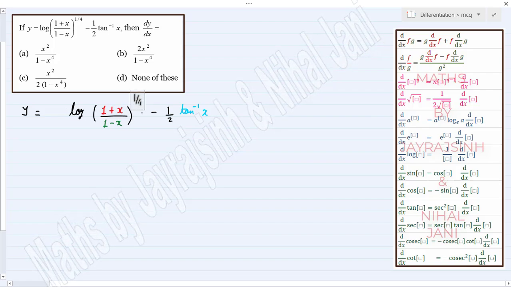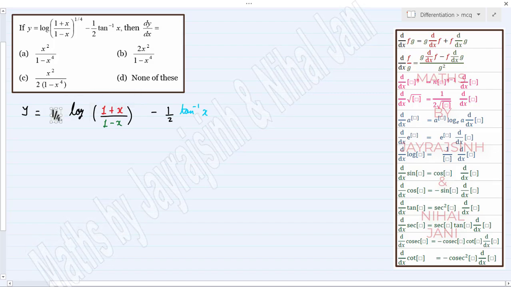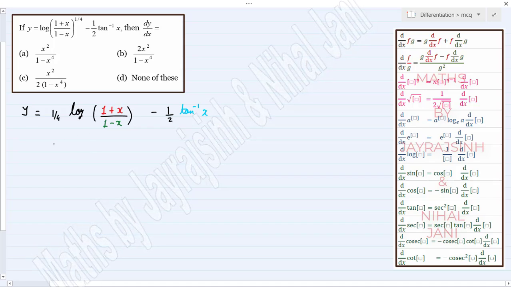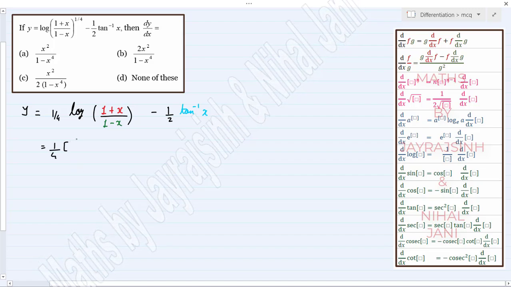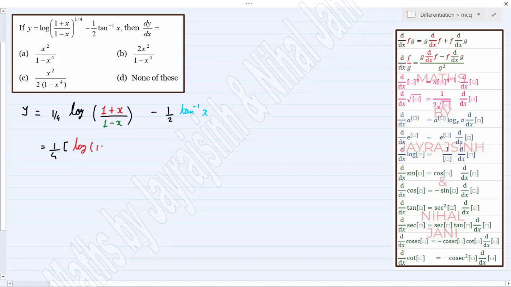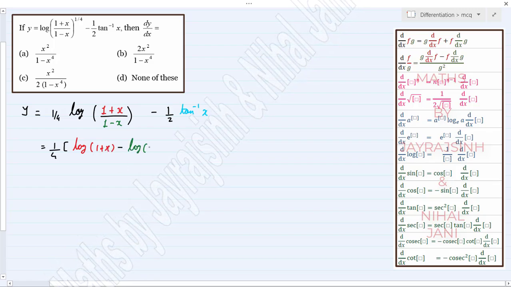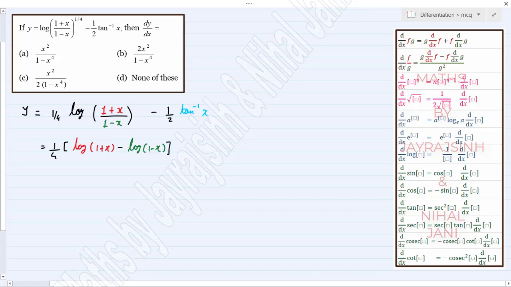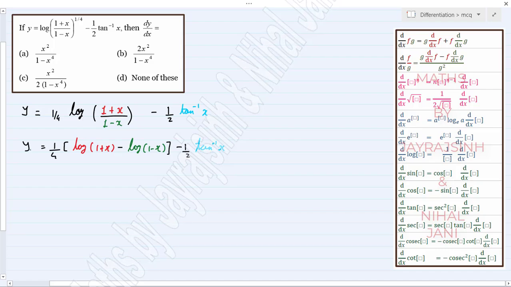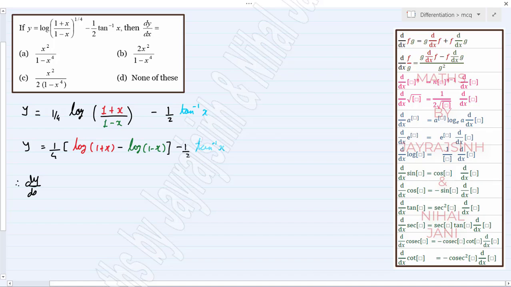Let's say this 1 by 4, which is in the power of the bracket, can be moved to multiply the log, and here we have log a upon b. So it can be simplified into log a, which is log 1 plus x, minus log b, which is log 1 minus x. Your second term will remain as it is. So we get our simplified y, and we are ready to find its differentiation.